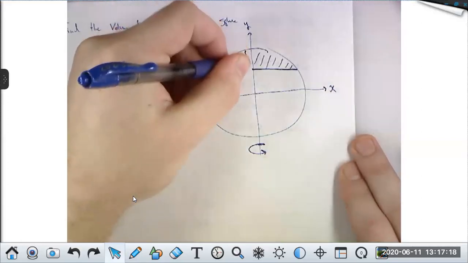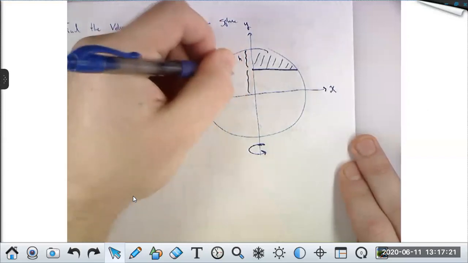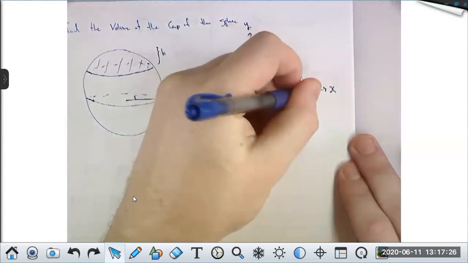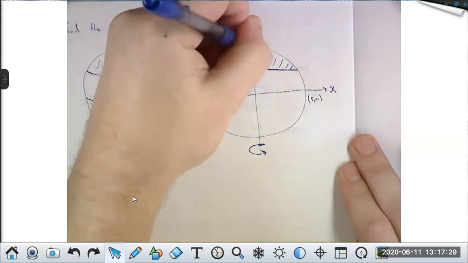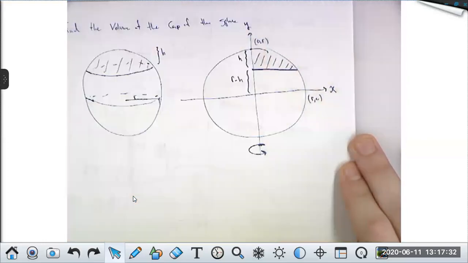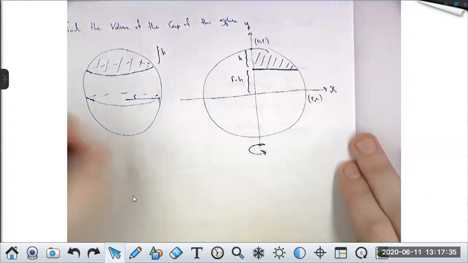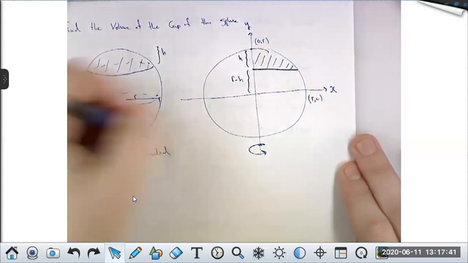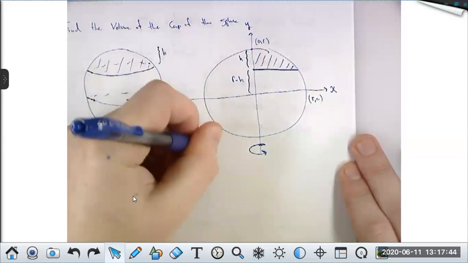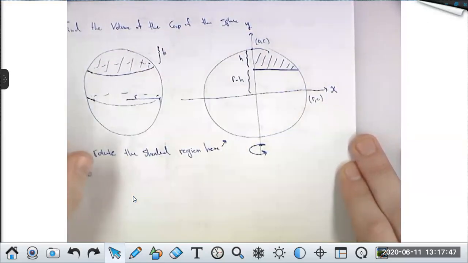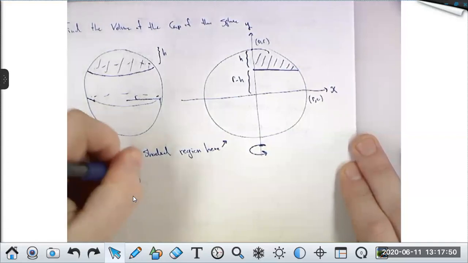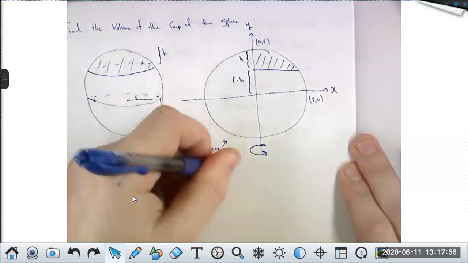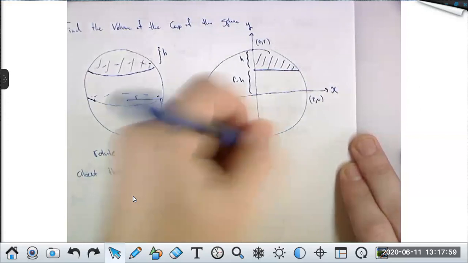This distance here is h. This distance here has to be r minus h, where r is the radius of the sphere. Where here is r comma 0. Here is 0 comma r. That's going to be the game. We're going to rotate the shaded region about the y-axis and find the volume generated.